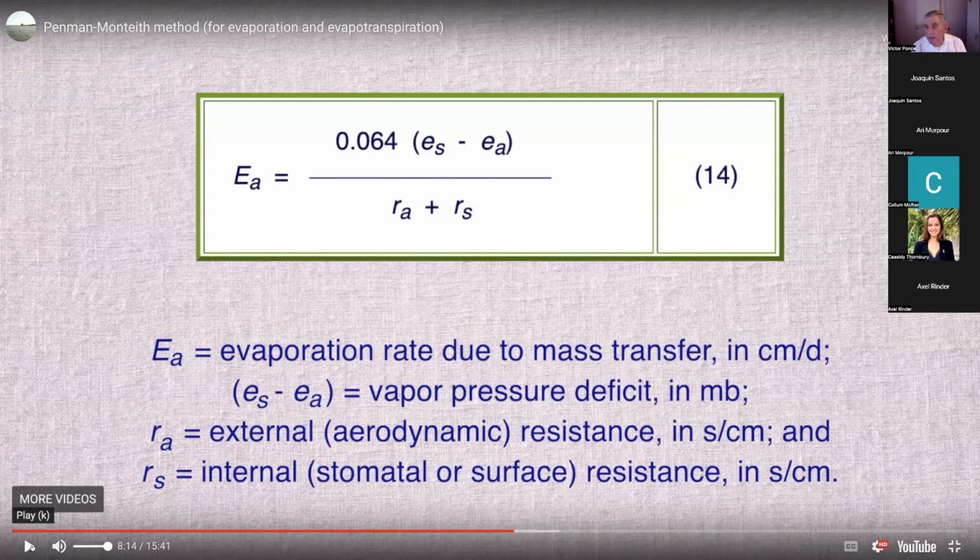The Penman-Monteith method differs from the Penman method in that he identified the two resistances, R sub A, which is the external, also referred to as aerodynamic resistance, and the units are seconds per centimeter, and R sub S is the internal or stomatal or surface resistance, also in seconds per centimeter. So Monteith is going to determine, or if he can't determine, he'll have to estimate values of R sub A and R sub S, without which he obviously cannot proceed with the method.